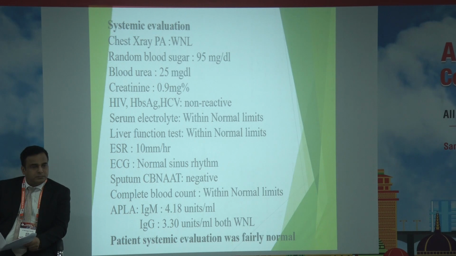Systemic evaluation was done and the chest X-ray was normal. The random blood sugar was 95 mg%, blood urea was 25 mg%, and creatinine was 0.9 mg%. The serology was non-reactive. Serum electrolytes, liver function tests, inflammatory markers, ESR, and ECG were within normal limits, and even the Mantoux test and the sputum CBNAAT were negative. The complete blood count was within normal limits. APLA was also done, and IgM and IgG were both within normal limits.